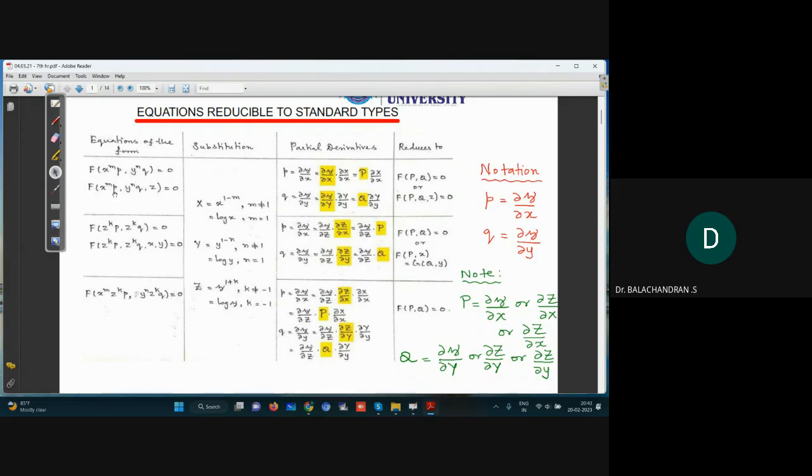then that reduces to, but here x should be with what? With p. y should be with what? With q. z can be alone. Or x and p should be together, y and q together. Then this reduces to what? Either type 1 or what? Type 3. Maximum we need to try to convert into type 1. We should avoid type 3 as much as possible. If there is no other choice, then only you go for type 3.